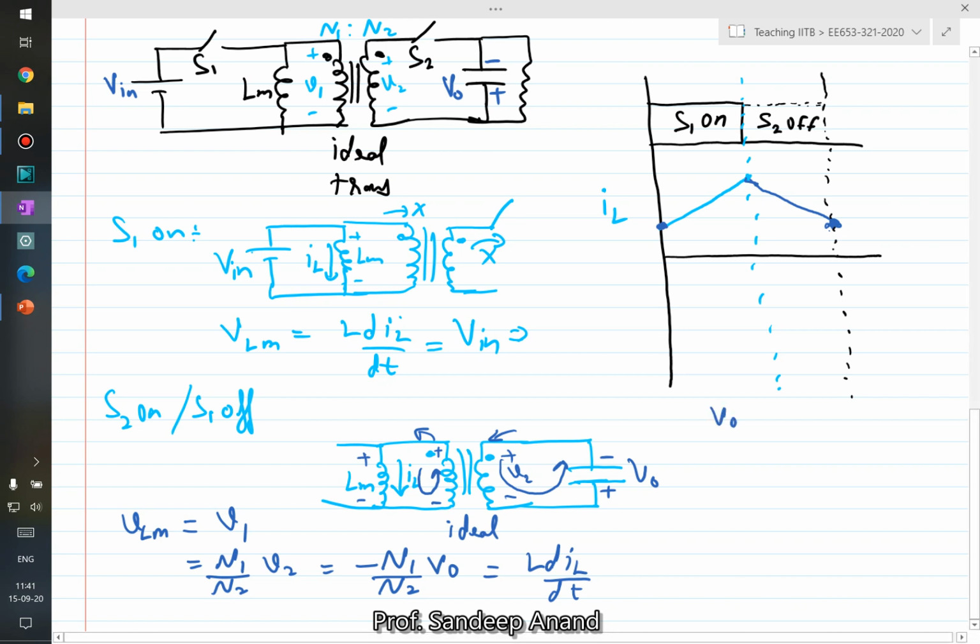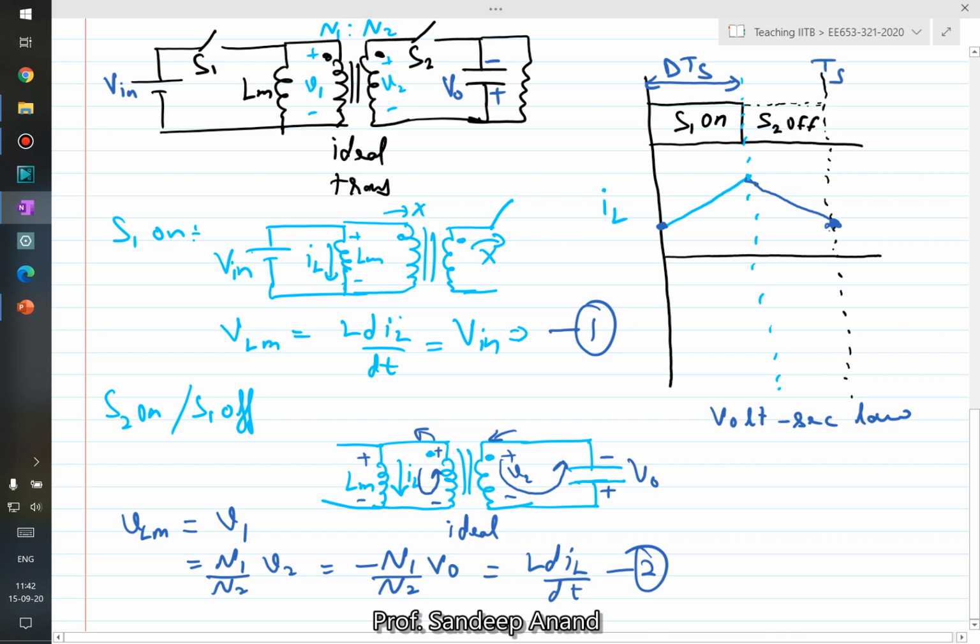So we can use the Volt-Second law. If we write it, then what is the voltage across the inductor? When S1 is on, it is given by equation 1. When S1 is off, it is given by equation 2. Let's define the duty cycle with respect to switch 1. So let's define the on period as dTs, where the total period is Ts.